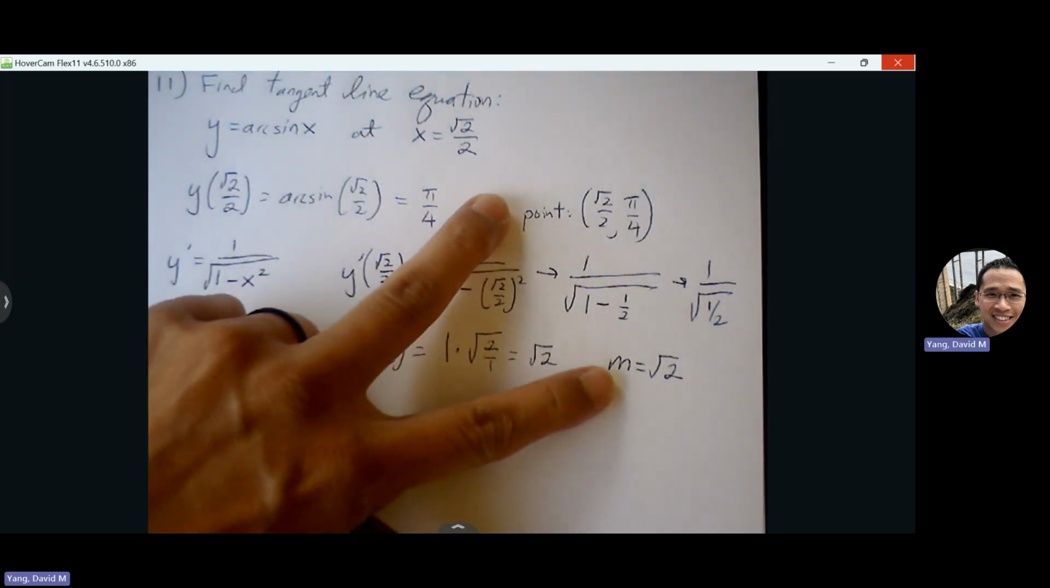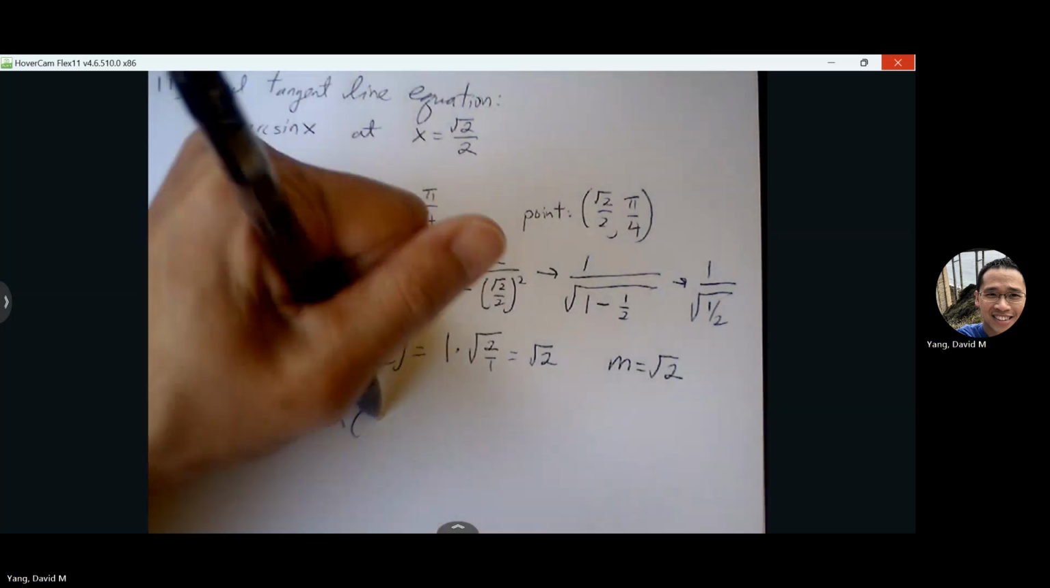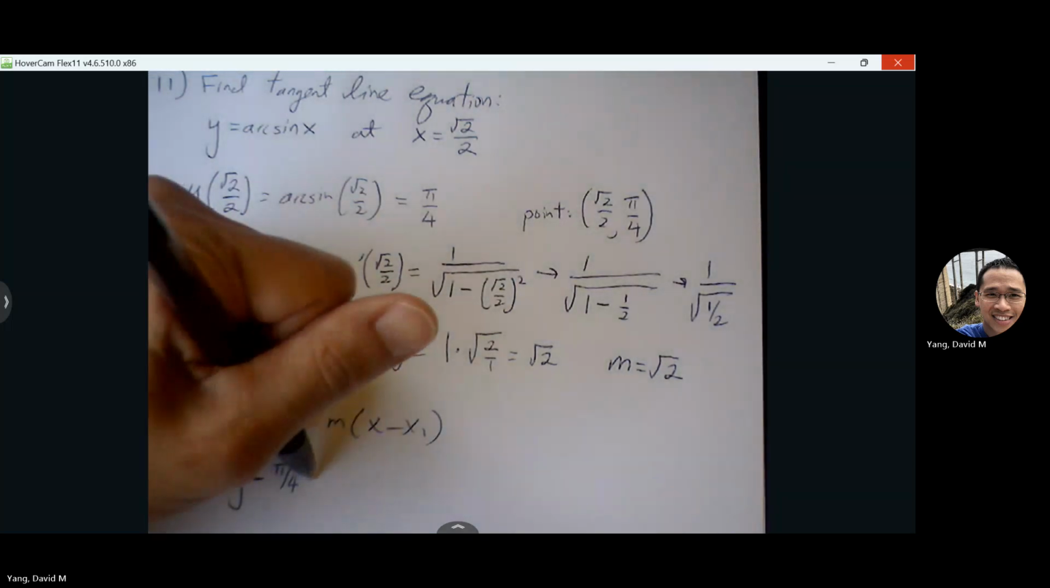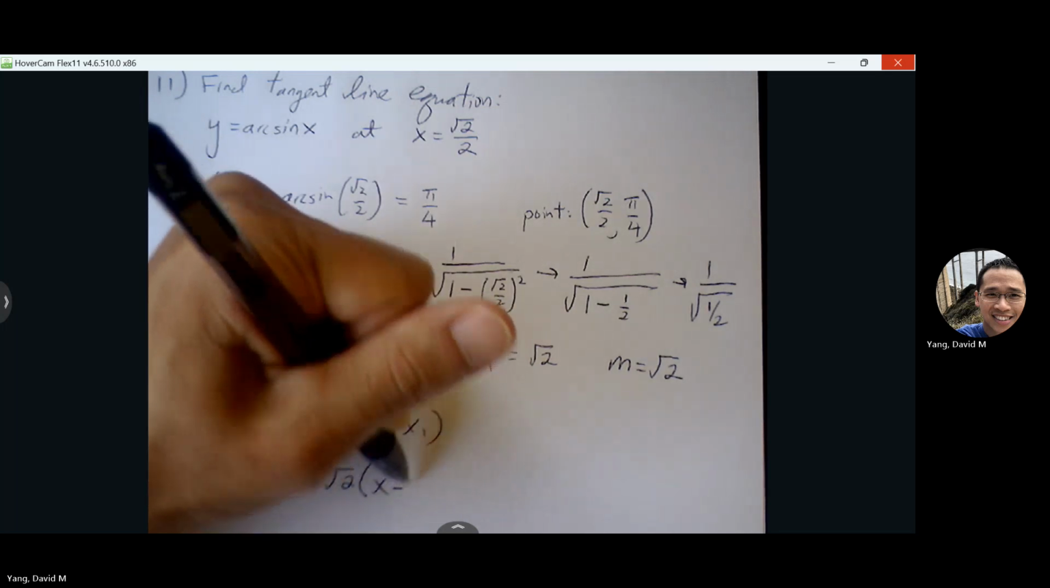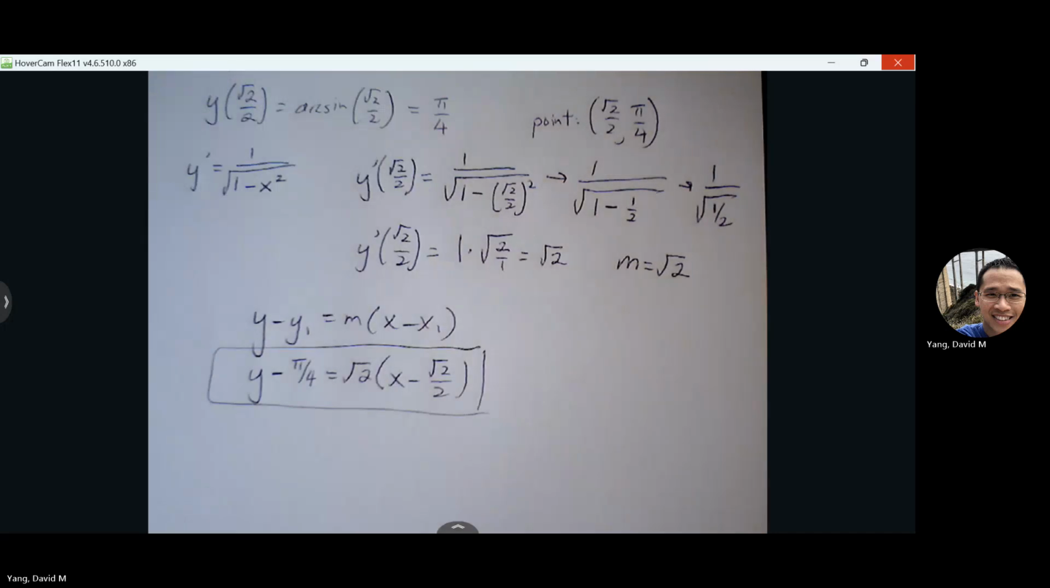Now I have everything that I need to build my tangent line equation. All right, try number 12, same process. Find your ordered pair from your function, find your slope from your derivative, and then point slope form.